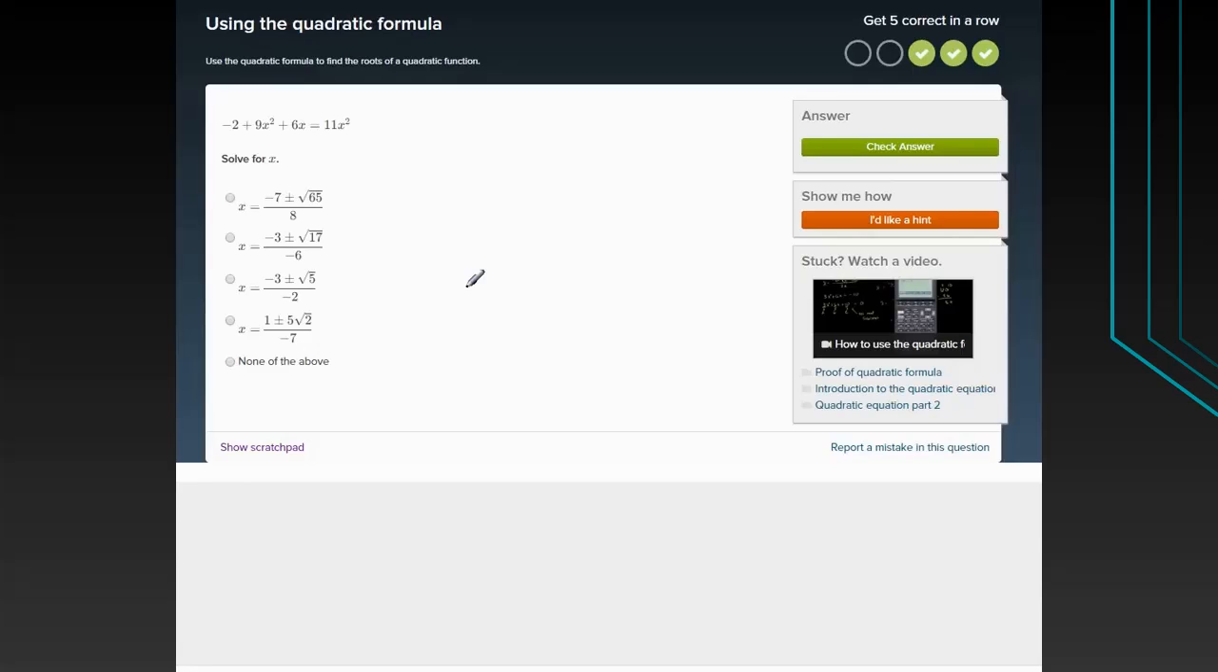This problem is another one that is not solved for 0. It's not in standard form, so I have to get this in standard form before I can do the problem. So I'm going to subtract the 11x squared from both sides. So I'm going to rewrite this problem as negative 2x squared plus 6x minus 2 equals 0, because 9x squared minus 11x squared is negative 2. So now I have a is negative 2, b is 6, and c is negative 2.